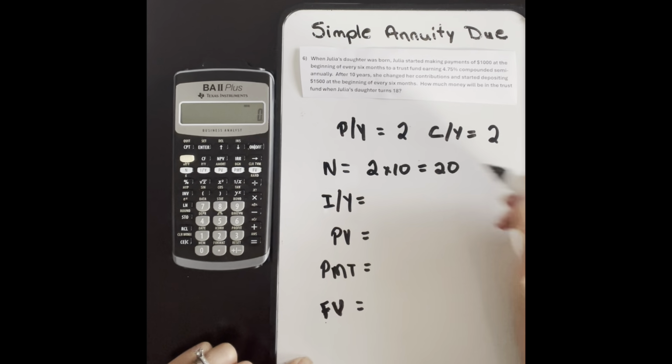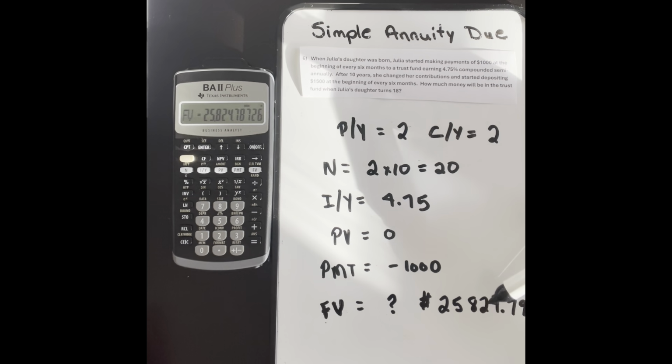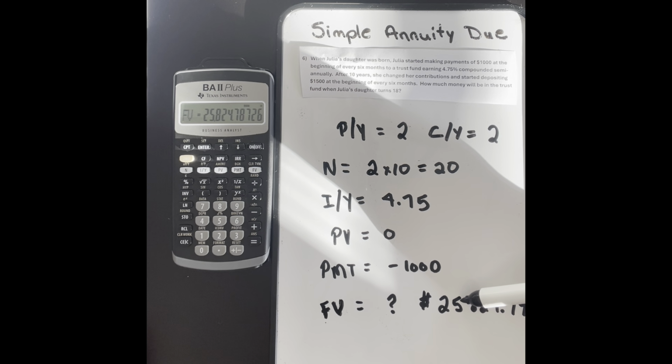Let's enter 20 for N, 4.75 for I per Y, 0 for PV or just leave it, negative 1,000 for payment, and now let's calculate future value. At the 10-year mark, this money is sitting in the account, and then the second annuity starts where $1,500 is added every 6 months. So this becomes the present value at the 10-year mark of that annuity. So our next calculation will be over the next 8 years, and we're going to use this value as our present value, change our payment amount, change N, and then recalculate our future value.